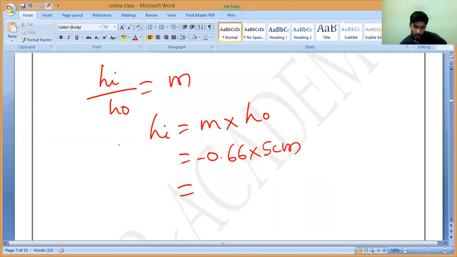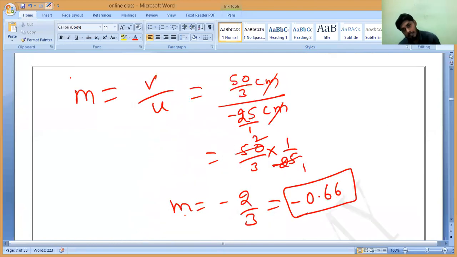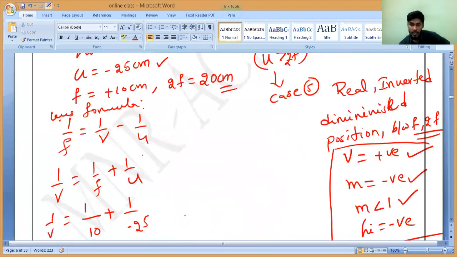3.3, sir. How much? 3.3 centimeter. Yes, minus 3.3. So what does minus indicate? It is inverted. Inverted and real. That's all. So less than.